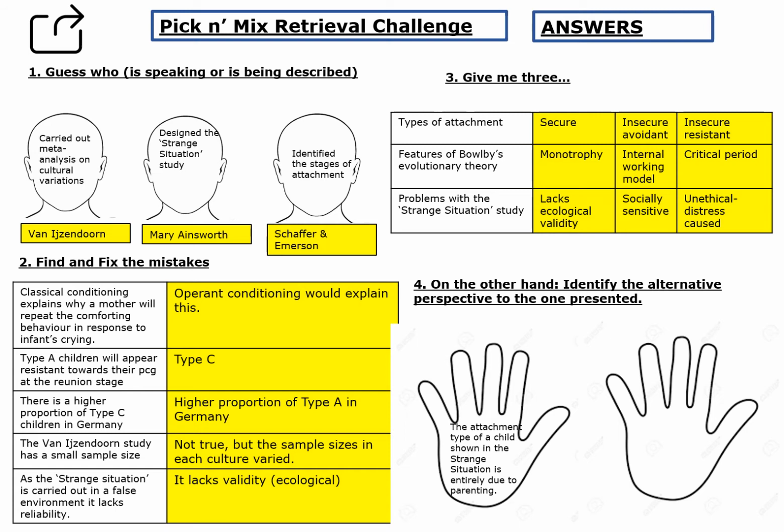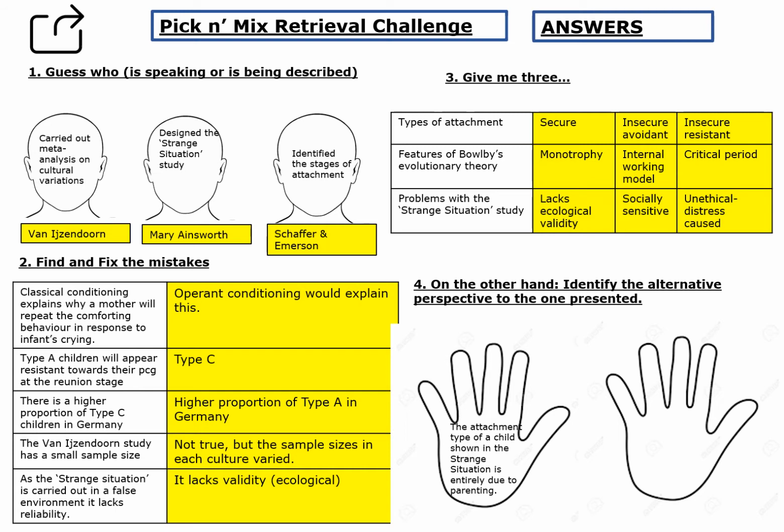Now, on the other hand, I wanted you to think about and present some alternative arguments to this idea that the attachment type of a child that we might see in The Strange Situation is entirely due to parenting. And hopefully you remembered that discussion that we had about some children just having a different temperament, being particularly moody, and it doesn't necessarily suggest an insecure attachment if on one occasion we've witnessed clingy or avoidant behaviours.